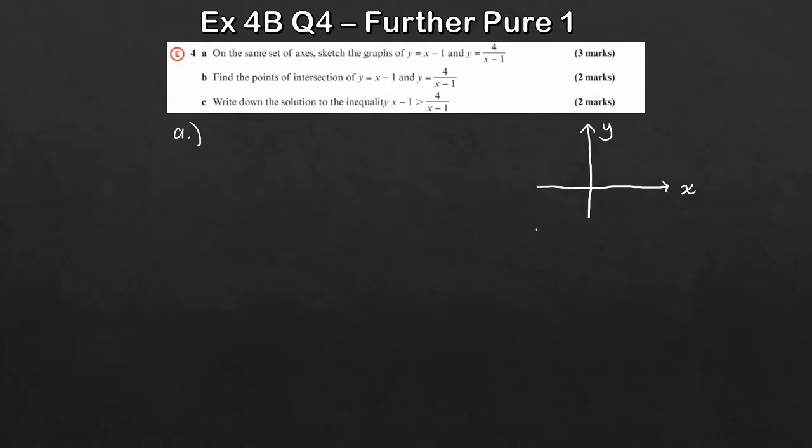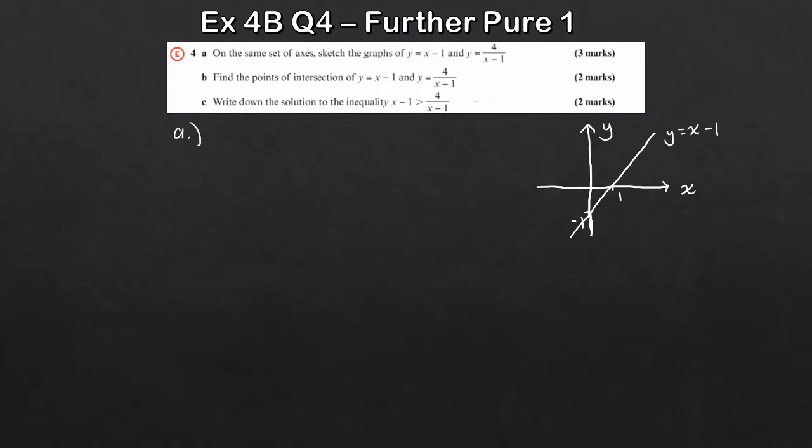If we draw the easy one first, y equals x minus 1, that's just going to be a straight line. Where will it cut through the y-axis? When x is 0, it cuts through at minus 1. And where would it cut through the x-axis? It cuts through the x-axis when y is 0, so that gives x equals 1. If you draw a straight line through these points, we've got a rough sketch of y equals x minus 1.